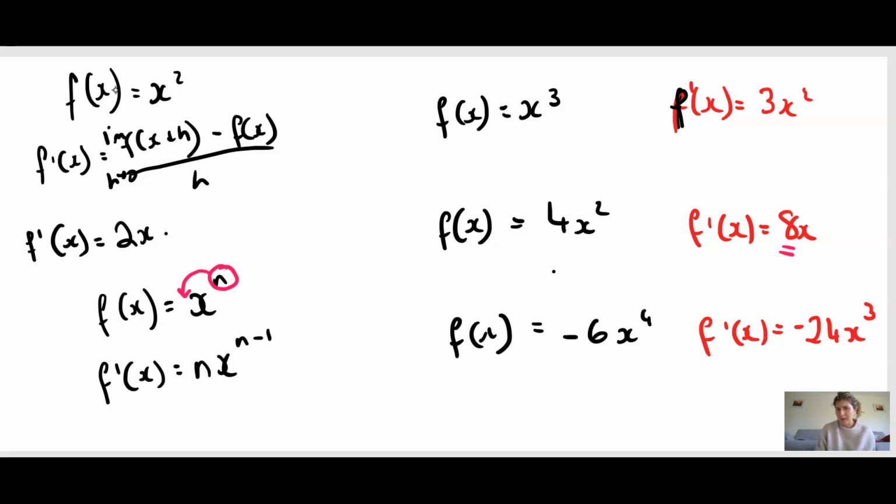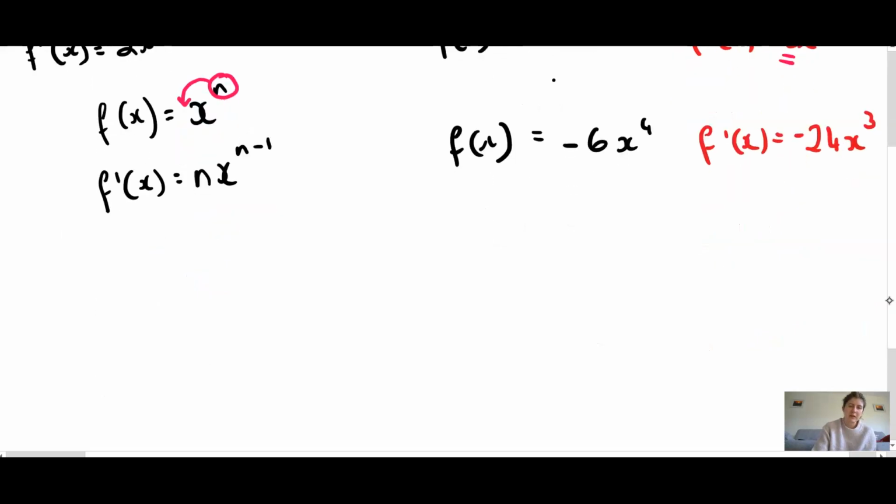So 2 minus 1 gives us 1, and we have to remember there's a little imaginary 1 on that x there. If we look at this 6x to the power of 4, again, we bring that 4 down to the front. 6 times 4 gives us 24, so we've got negative 24, decrease that 4 by 1, that gives us x cubed. Excellent, there we go. So that's pretty much simple differentiation.